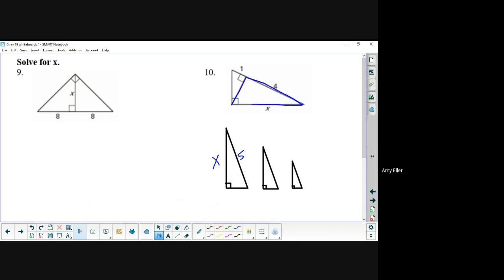Trace out your next triangle. Trace out the right angle. You should have x as your hypotenuse. Long side 4. Short side is blank. Trace the triangle. Find the right angle. Hypotenuse is blank. 1 is the shorter side.